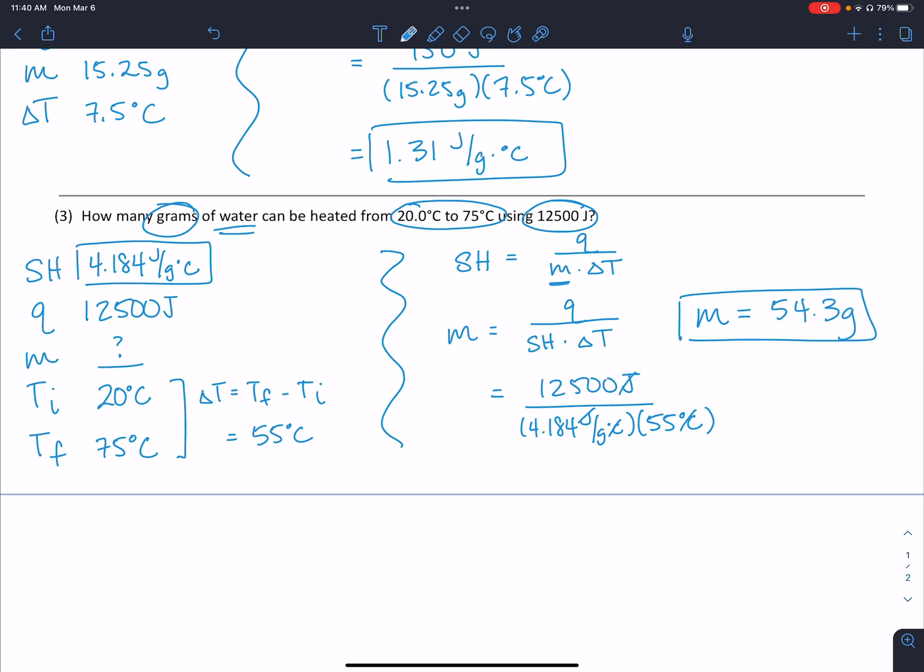Okay, so those are 3 different problems using the specific heat formula. We solved one where we found the energy, we solved a second where we found the specific heat, and a third where we found the mass.